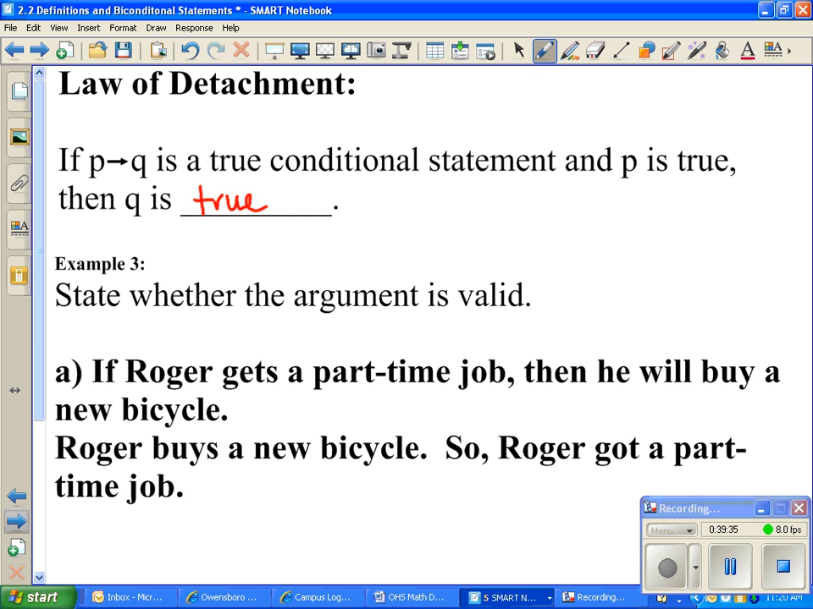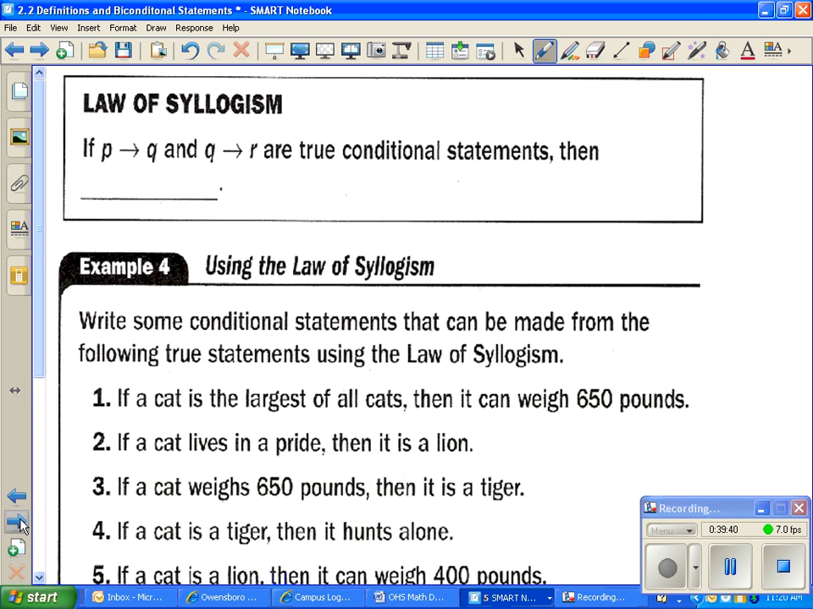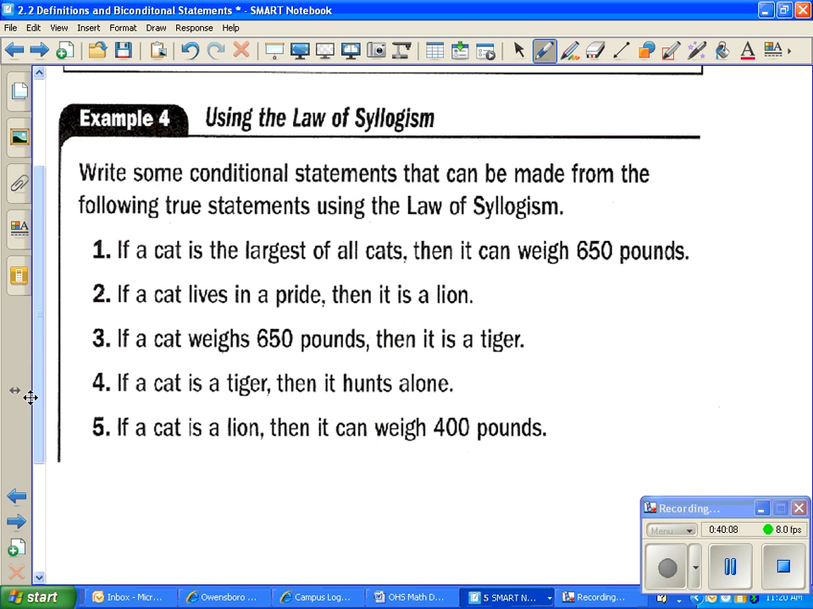All right, let's see. One more law that I want to just introduce you to. This one says if P, then Q, and if Q, then R, are true conditional statements. So if that is true, then you can kind of do the transitive property, which means this: if P, then R. If P, then Q is true, and Q to R is true, then you can combine them, and then P, then R.